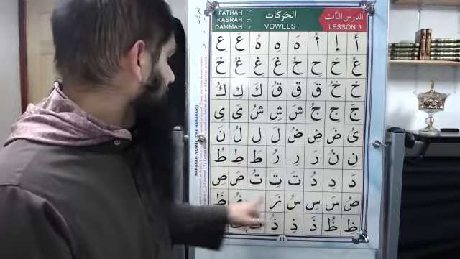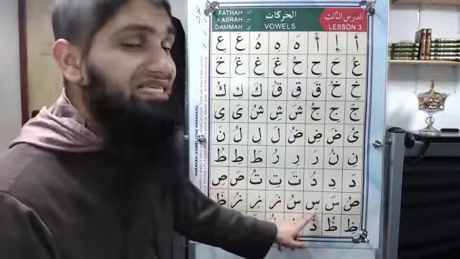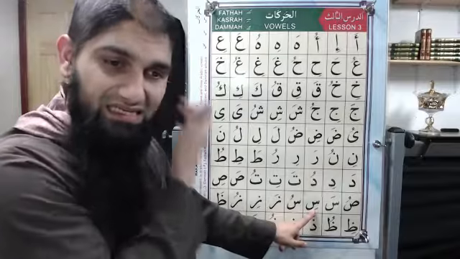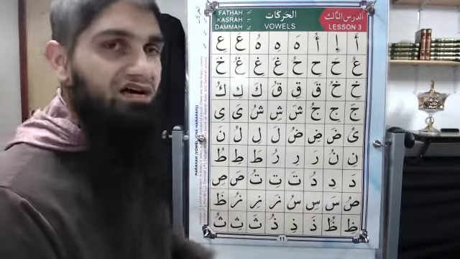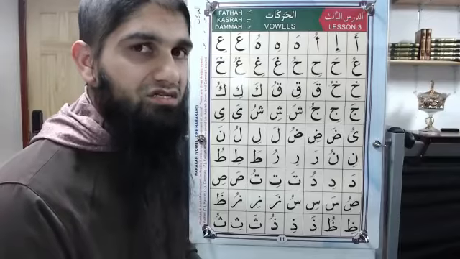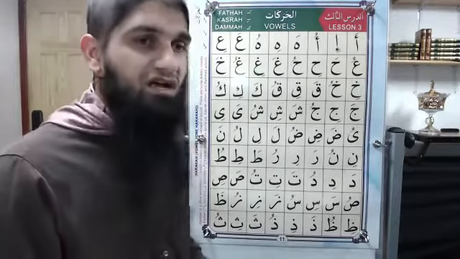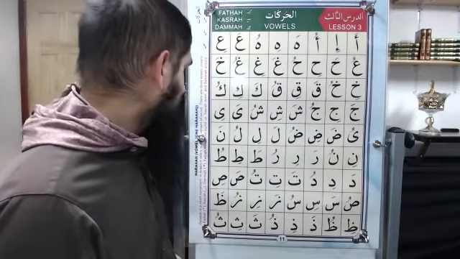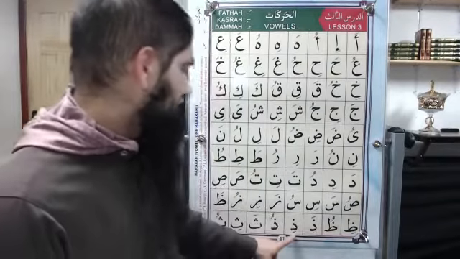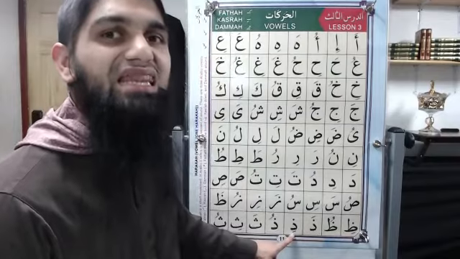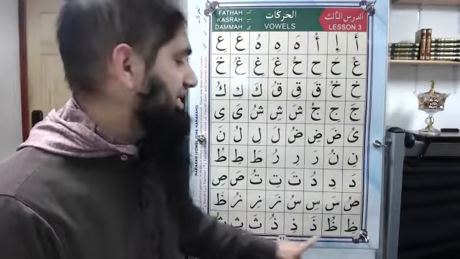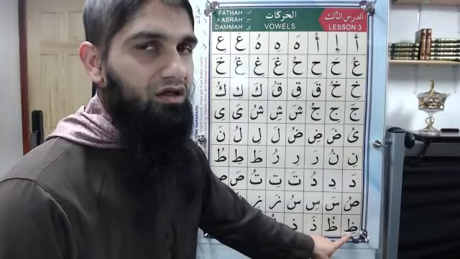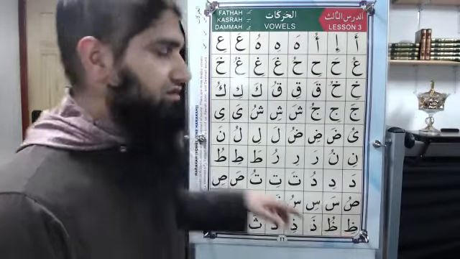Okay, this is Si, the light one. But this is the heavy Si. The back of the tongue is raised. Si. And this one is Dhi, the light one, but this is the heavy Dhi.